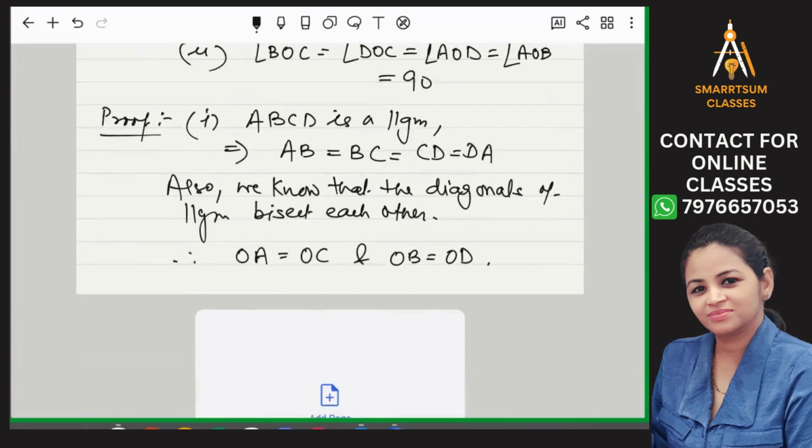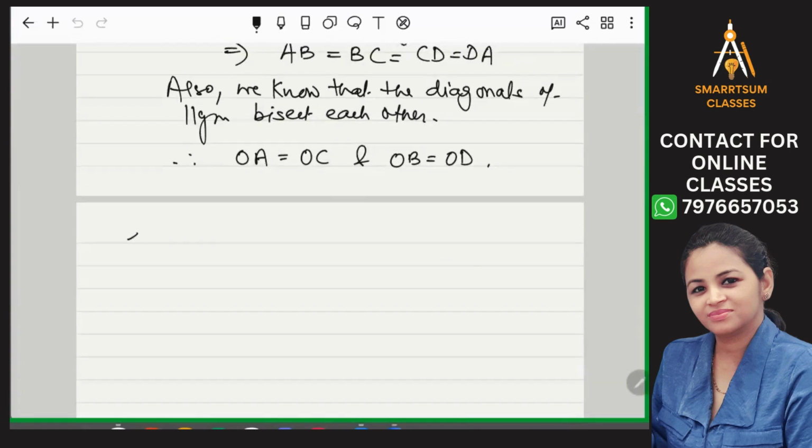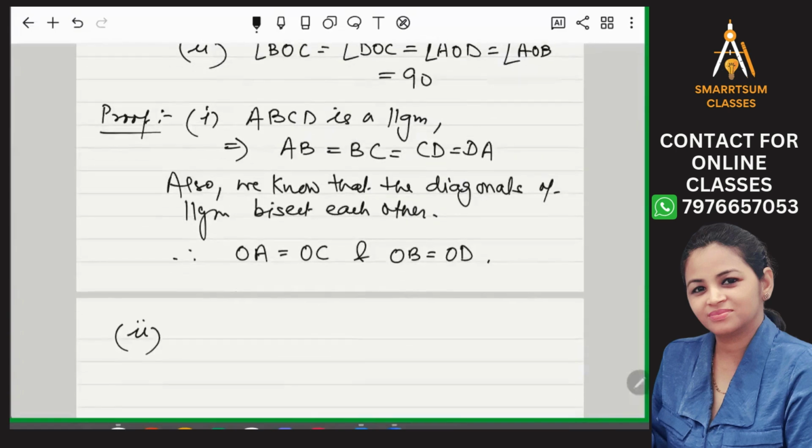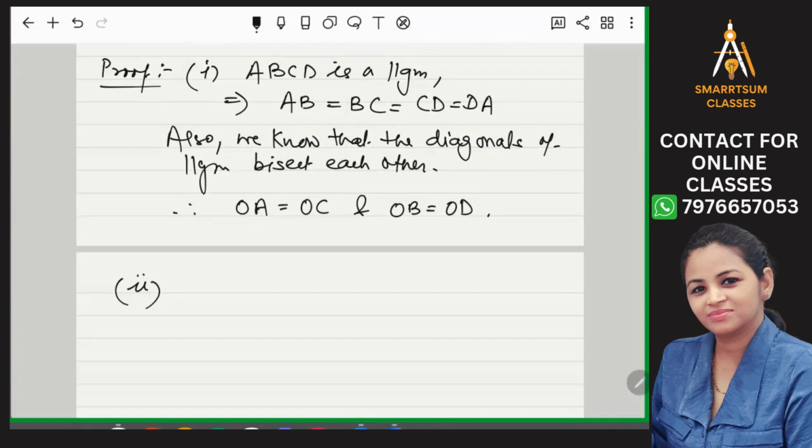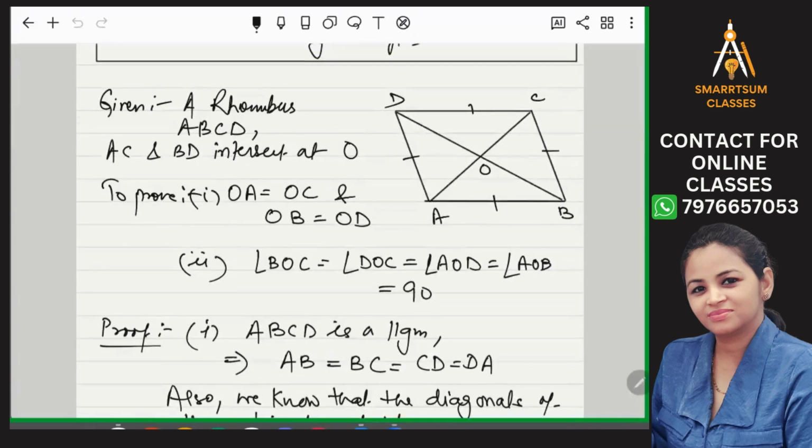Now in the second part, we have to prove that these diagonals are bisecting at right angles. They are perpendicular to each other, right? So we will consider the triangles, triangle BOC and triangle DOC, right? So look at the triangle BOC, right? This triangle and DOC, right? In these two triangles, BOC and DOC, these adjacent triangles, this and this, right? In these two triangles, what we have?